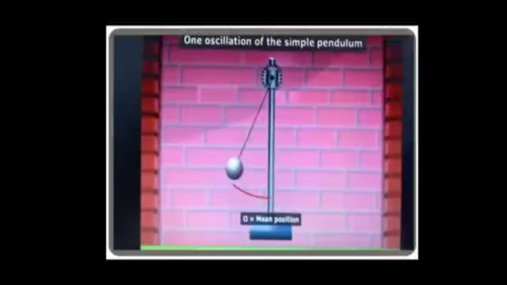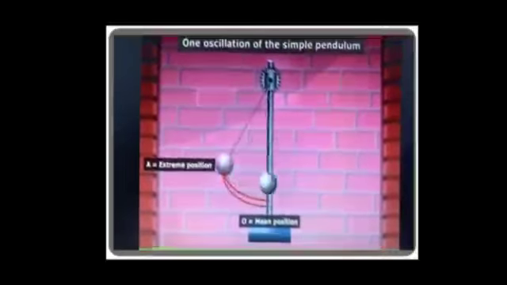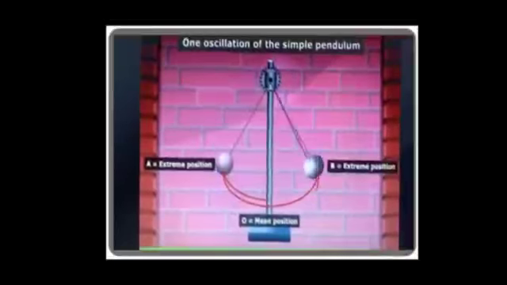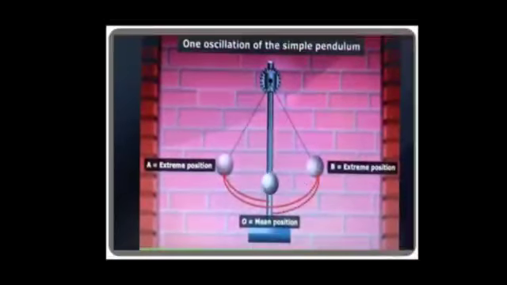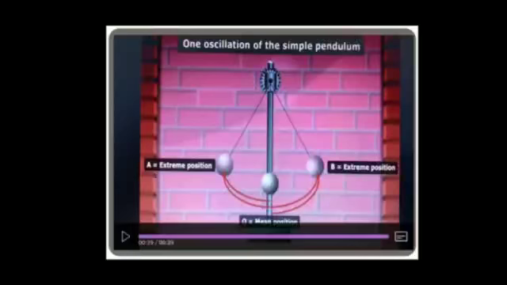The pendulum is said to have completed one oscillation when its bob, starting from its mean position O, moves to A, to B and back to O. The pendulum also completes one oscillation when its bob moves from one extreme position A to B, and comes back to A. The time taken by the pendulum to complete one oscillation is called its time period.